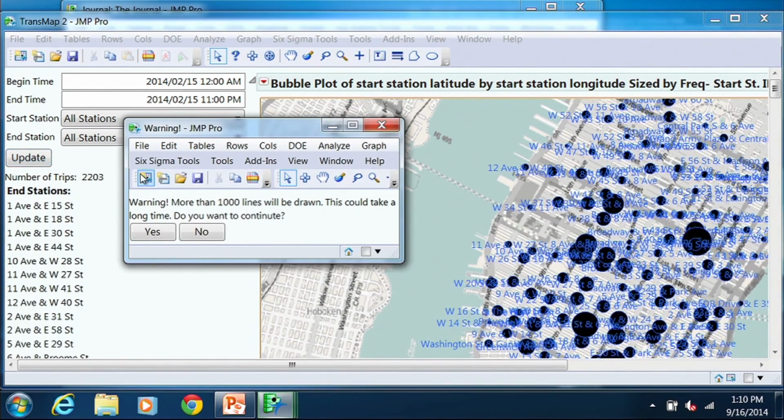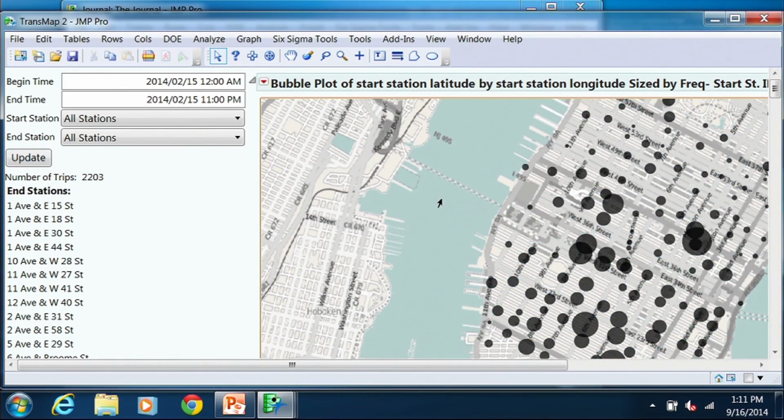And so I'm looking at February 15th, and I want to update, and I want to look at all stations. And thanks for a suggestion, I did put in a little message here, so when I draw more than 1,000 lines, you won't get worried about it. And so what happens is on this particular day, in this 24-hour cycle, there were 2,203 rides. So that's kind of informative, because now I can look at the number of bikes that went out in 24 hours.